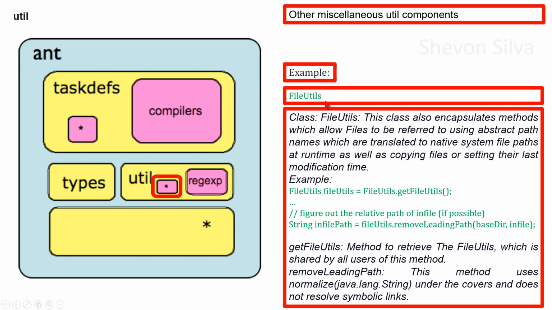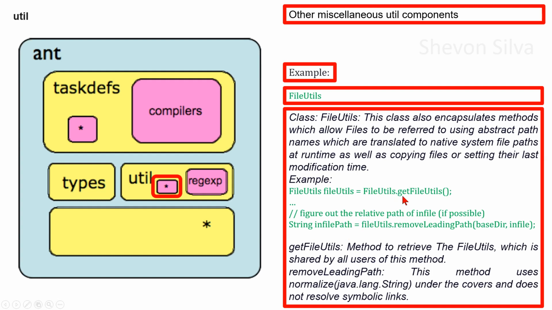As an example, we are considering the FileUtils class. This class also encapsulates methods which allow files to be referred to using abstract path names which are translated to native system file paths at runtime, as well as copying files or setting their last modification time. We can consider this as an example of the usage of FileUtils.